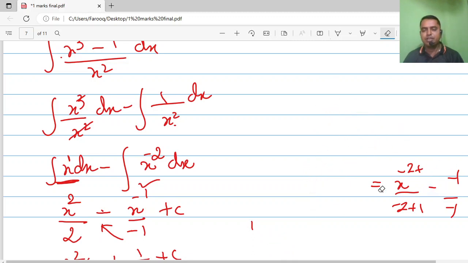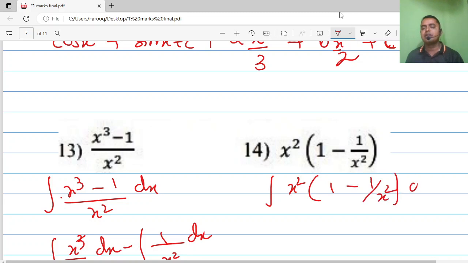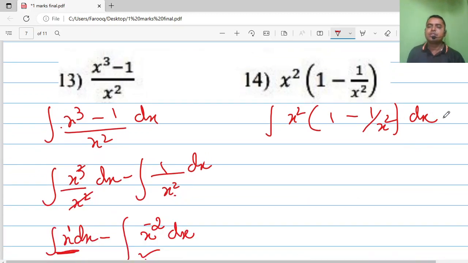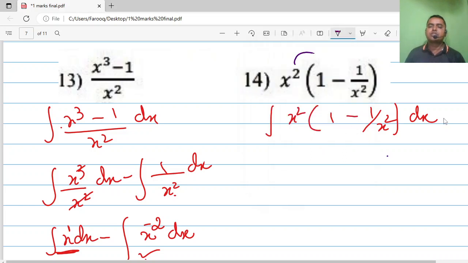Next problem. Here 14th problem, that is integration of x square into the bracket 1 minus 1 by x square dx. It's a very easy problem. See here, first we have to multiply x square into 1 is what? x square.